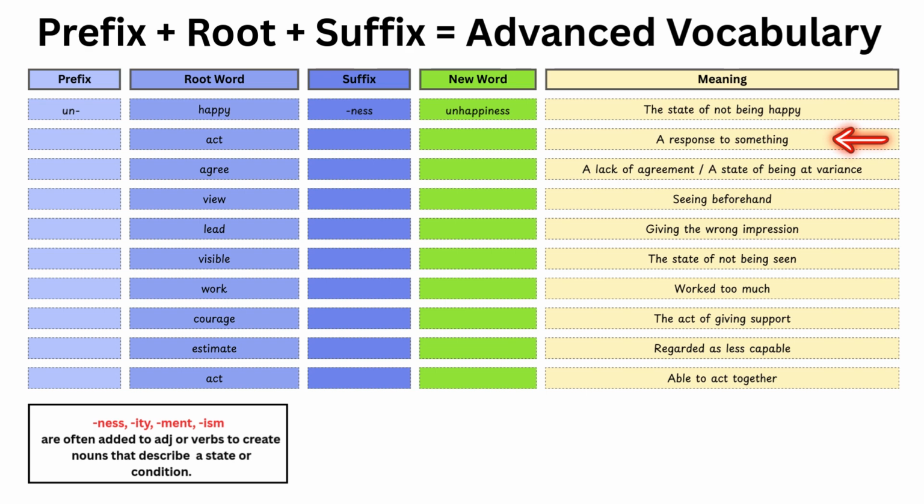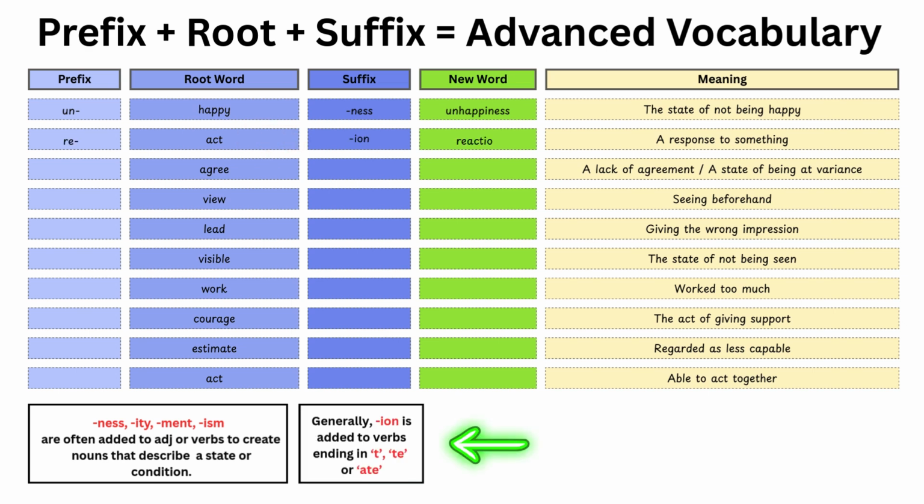The next one, a response to something with the root word act. A response to something, reaction. So ion, the suffix, generally ending in t, te, or ate. Okay, let's move on to the next one. A lack of agreement or a state of being at variance. The root word is agree. So a lack of agreement would be disagree. Disagree, the suffix ment, the new word will be disagreement.